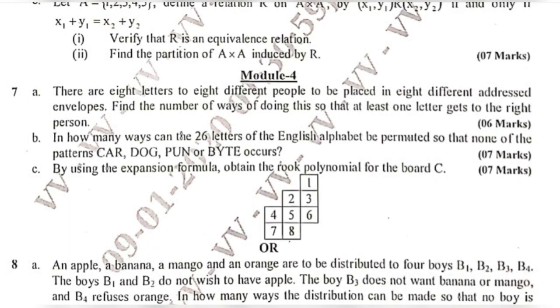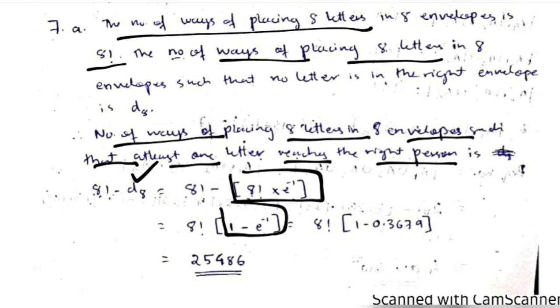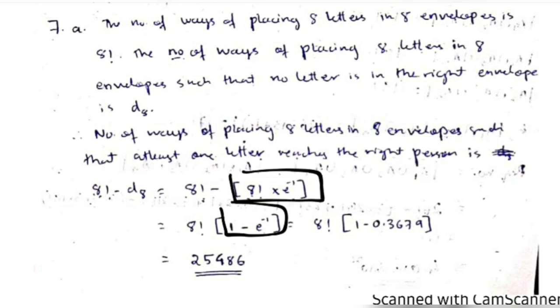Moving on to module 4, we have the first question. The number of ways of placing 8 letters is 8 factorial, and the number of ways of placing 8 letters in 8 envelopes such that no letter is in the right envelope is D8. Okay, D8 is 8 factorial into e raised to minus 1.